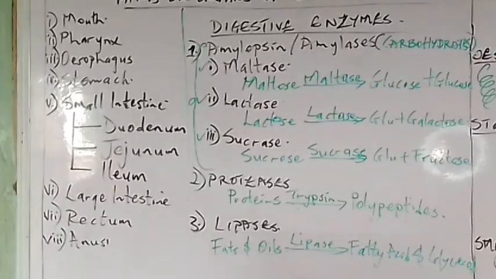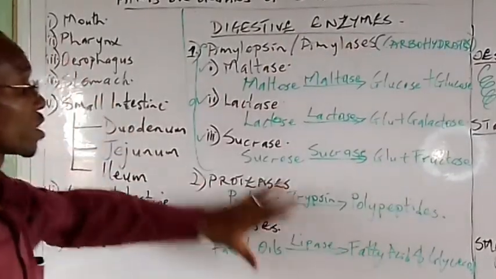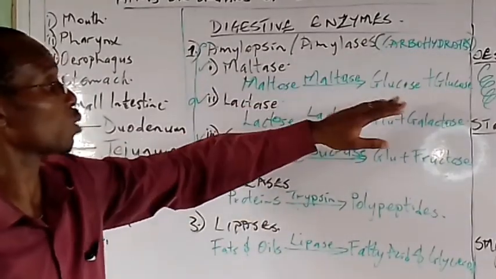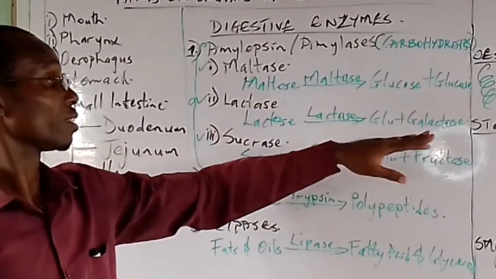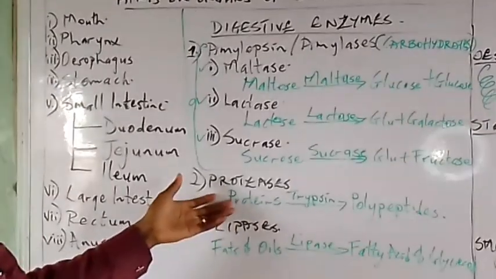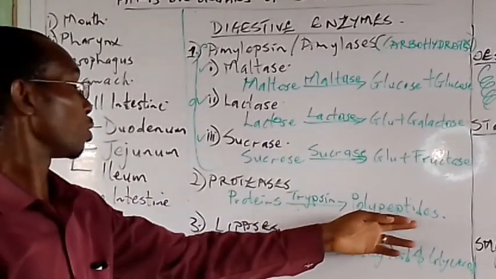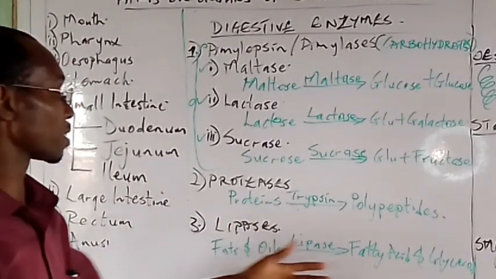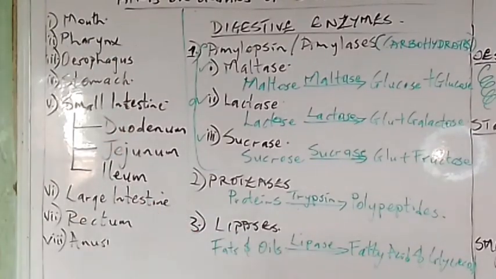So these are the degradative forms of these three major food classes. For the carbohydrates, we have them degraded to glucose, galactose, and then fructose. The protein, we have them degraded to polypeptides, and then the lipids are degraded to fatty acid.